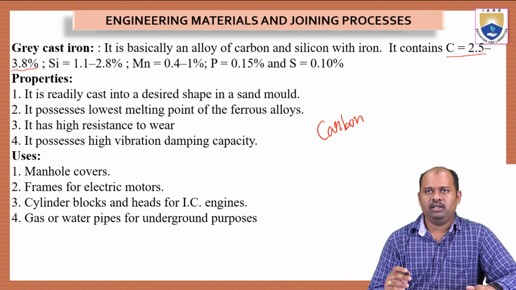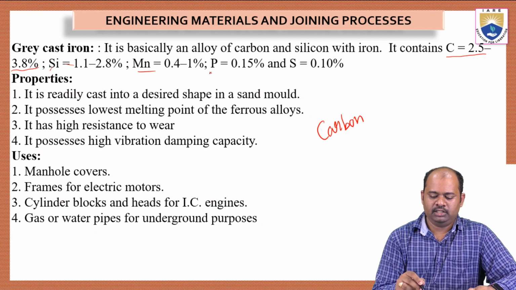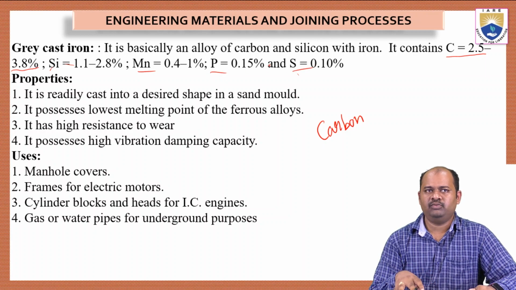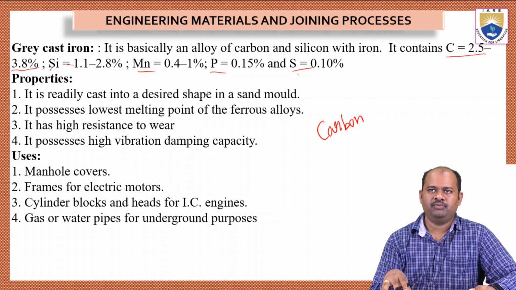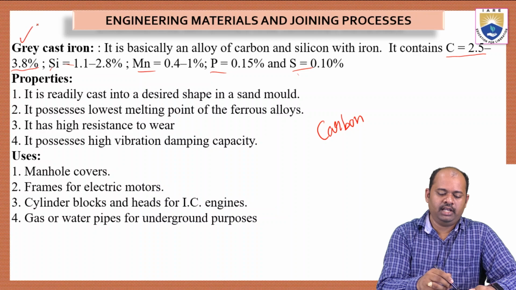Okay, so here the carbon percentage is about 2.5 to 3.8%, and silica, aluminum, silicon, manganese, potassium, sodium, etc. are there. So these are all the other metals which are present in the iron ore, yet it has a major percentage of 2.5 to 3.8 percent of carbon along with iron. So this is called grey cast iron.